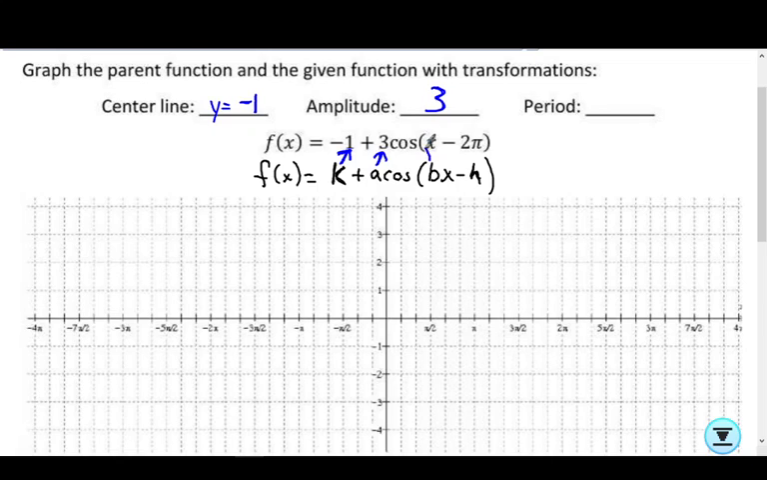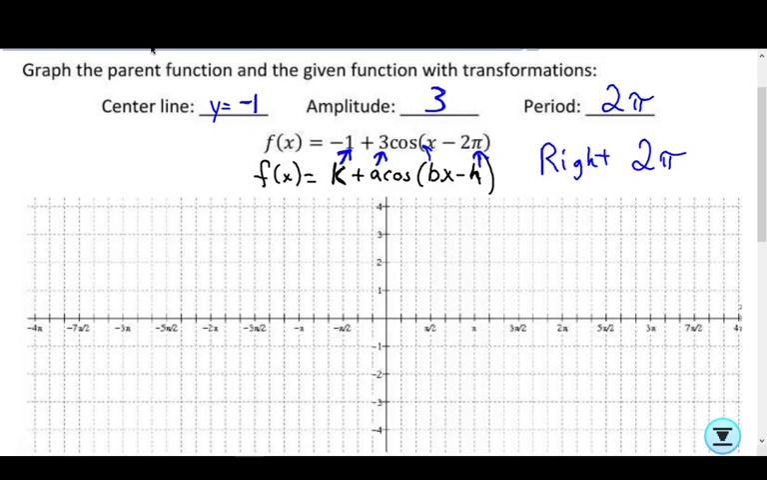Then there is no change in period. My period is still 2 pi. So there's no horizontal stretch or compression. This is my horizontal shift. Since it's negative, we're going to the right. And how far are we going? 2 pi.